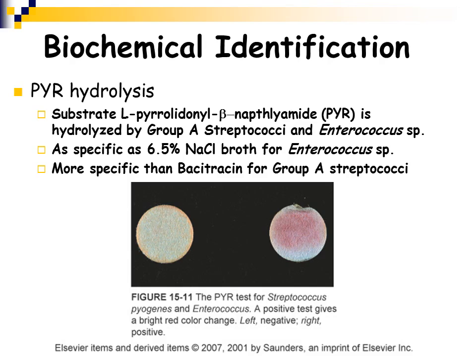So here you can see the PYR positive on the right, where you have the disc that contains PYR. You put your organism on this disc, you drop your PYR, moisten the PYR disc, and if it turns a pink to red color, it would be indicative of a positive reaction. And again, group A streps and Enterococcus species are positive for PYR.